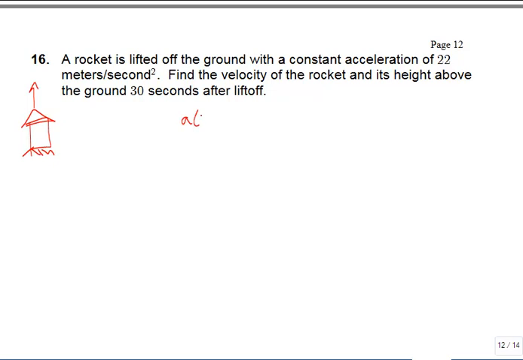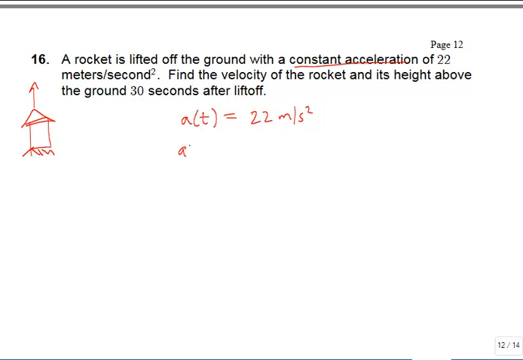So this is similar to the last example, except that instead of being acted on by acceleration due to gravity and having a constant acceleration of negative 32 feet per second squared, this time this rocket has a constant acceleration of 22 meters per second squared. So if I want to know about velocity, I'm going to have to integrate this once to get velocity. If I want to know about height, which is also called position, then I'm going to need to integrate a second time. So let's go ahead and start doing that.